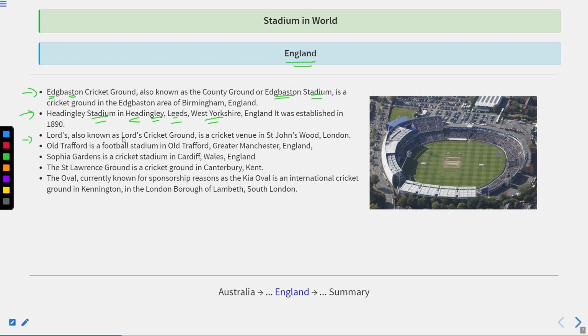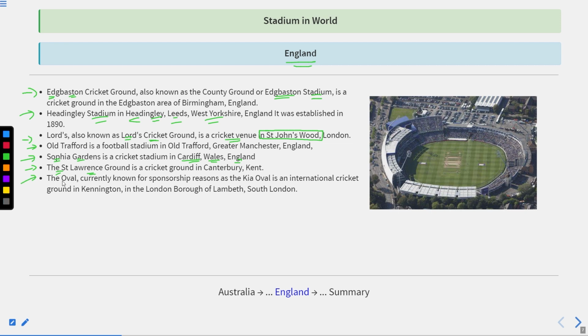Then we have Lord's, also known as Lord's Cricket Ground. It is a cricket venue in St. John's Wood in London. Then Old Trafford is a stadium, a cricket stadium actually, in Old Trafford in Greater Manchester, England. Then we have Sophia Gardens, which is a cricket stadium in Cardiff, Wales. Then we have the St. Lawrence Ground, a cricket ground in Canterbury, Kent.